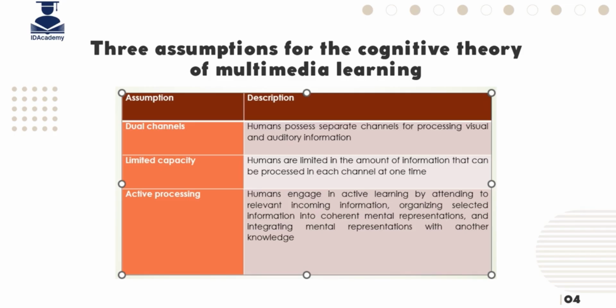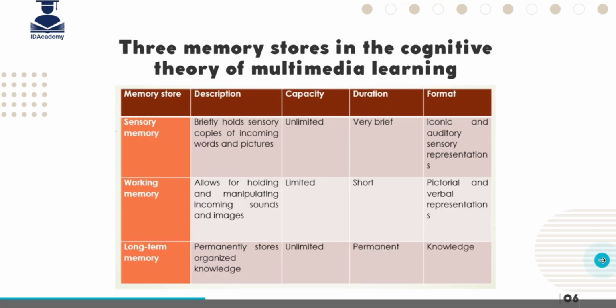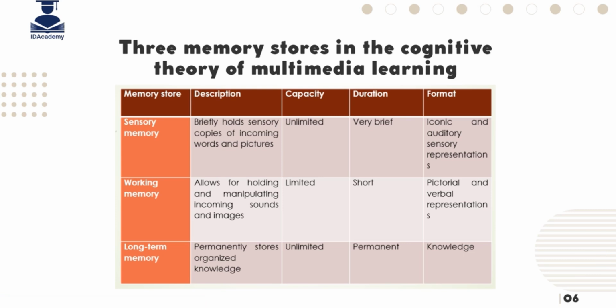The 3 assumptions for the cognitive theory of multimedia learning are dual channel, limited capacity, and active processing. The 3 cognitive processes required for active learning are selecting process, organizing process, and integrating process. And there are 3 memory stores in the cognitive theory of multimedia learning. Those memory stores are sensory memory, working memory, and long-term memory, whereby sensory memory has unlimited capacity, while working memory has limited capacity and long-term memory has unlimited capacity.